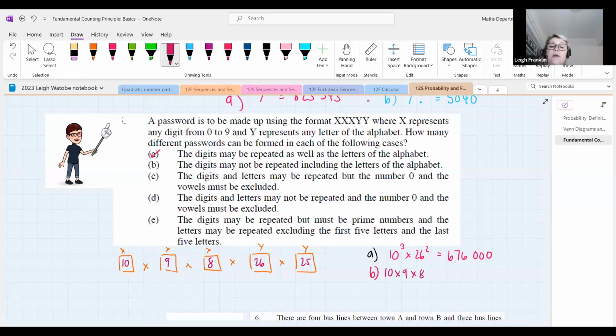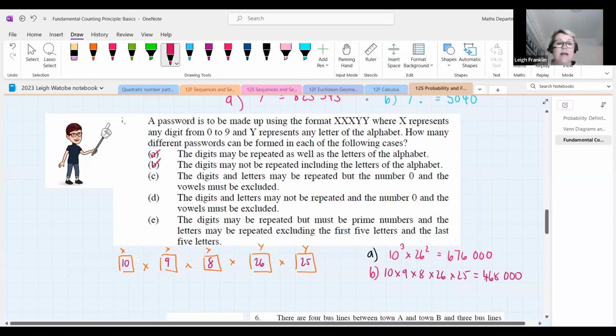So this is 10 by 9 by 8. I cannot use exponential notation. By 26 by 25. Well done. So 10 by 9 by 8 by 26 by 25 gives us 468,000. So a lot fewer ways when repetition is not allowed. Lovely, well done. Let's look at question C.